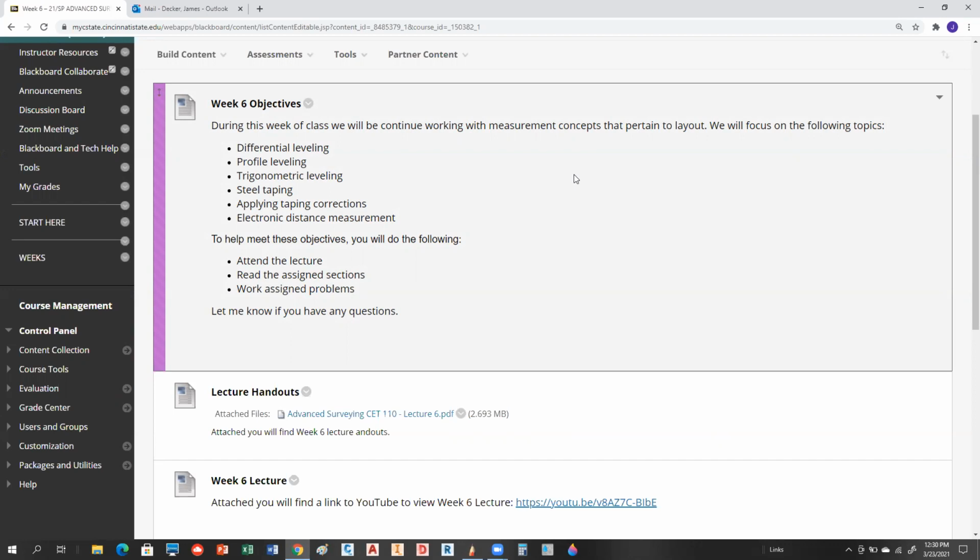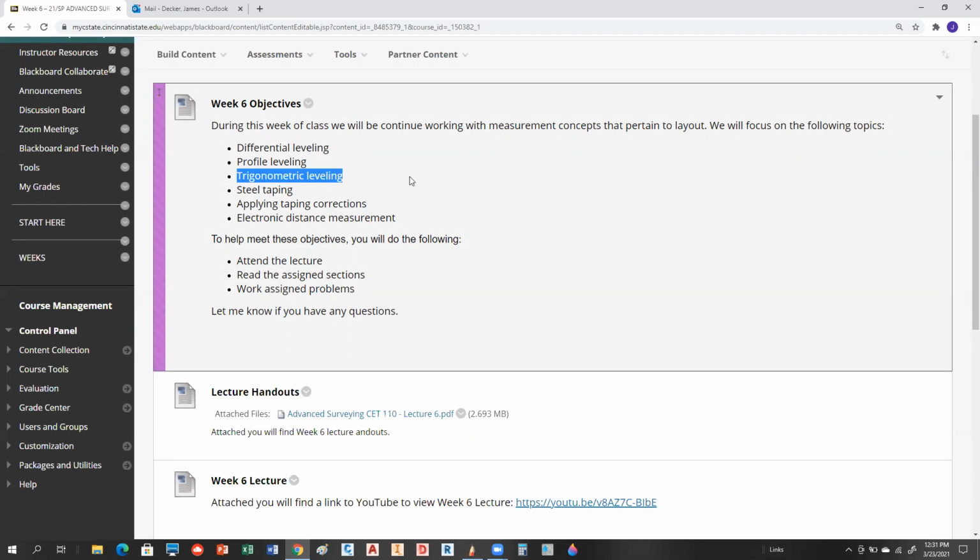Okay, so the other thing is, let's look at some leveling issues. Anybody have questions about leveling, differential, profile, or trigonometric? Should we take a look at a problem or two? We can do that. I think it might be a good idea.